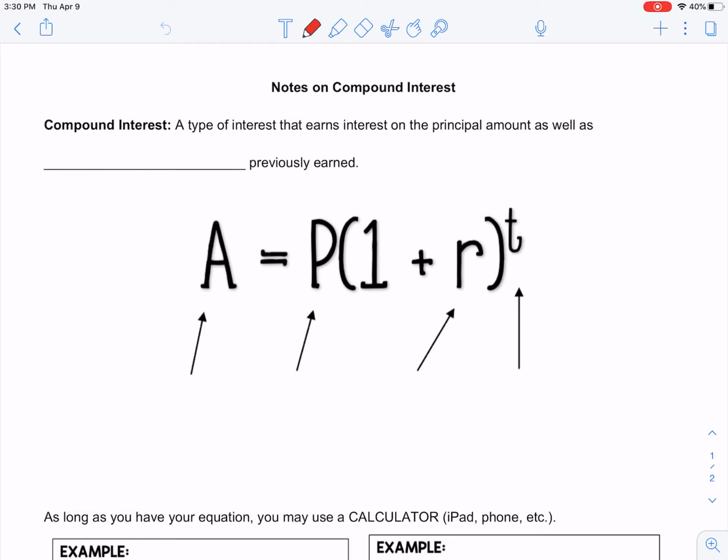Notes on compound interest. The definition of compound interest is a type of interest that earns interest on the principal amount as well as all interest previously earned. So let's look at the compound interest formula. You never have to memorize it. It is on our formula chart.